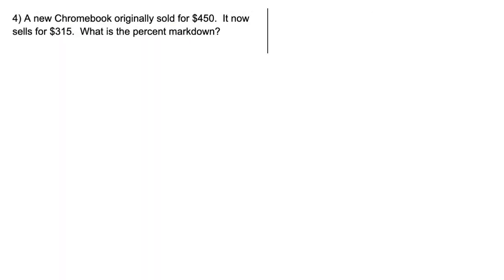Okay, we are on question number 4. A new Chromebook originally sold for $450. It now is selling for $350. And we want the percent markdown, but I told you you could think about that as percent of change, and you can use the purple template in the back of the room.